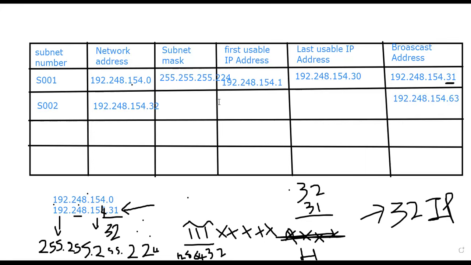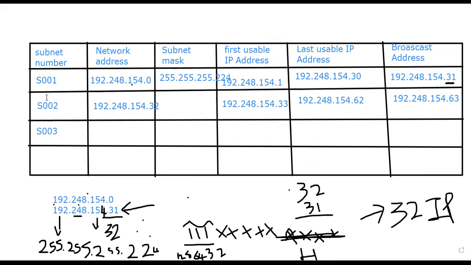Then the first usable IP address: if the network ID is 192.248.154.32, the usable IP address is 192.248.154.33. The last usable IP address, you need to deduct one from the broadcast, that is 192.248.154.62, right? Then we have subnet number 3, that is S003.